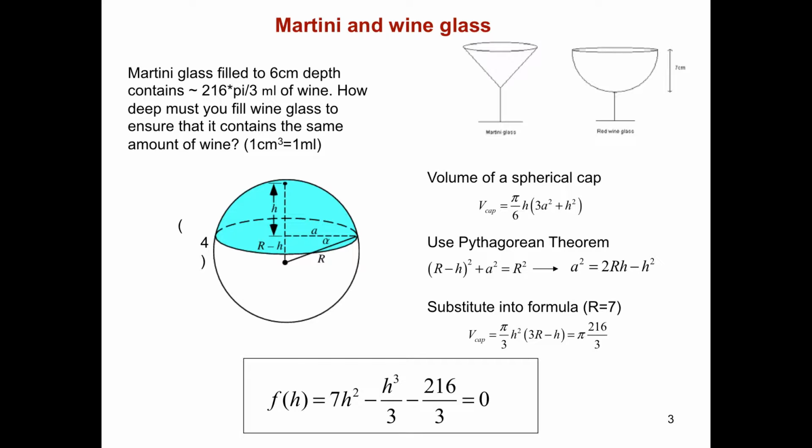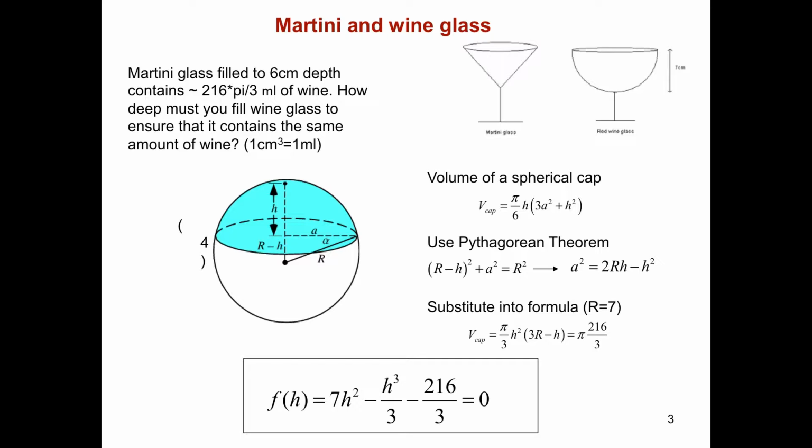Now, since I know the radius of my sphere cap, that's something that is given with the glass that I'm working with, I can use that in the Pythagorean theorem to figure out what a squared is in terms of r and h. So that's a little bit of geometry. I plug it in, and I also use that my radius is 7 because my wine glass is given to me. I will get what this volume is.